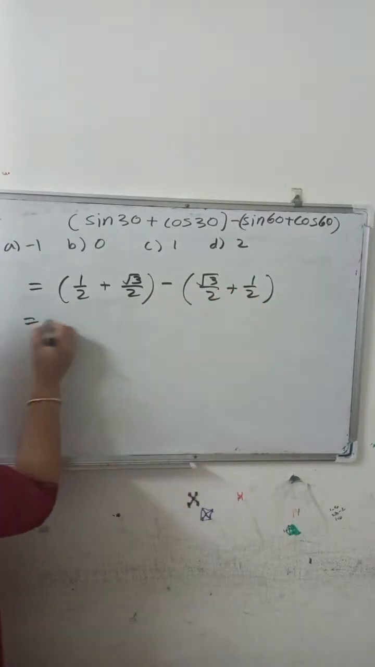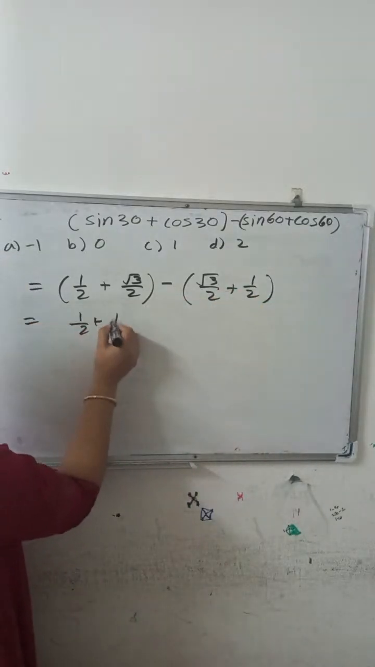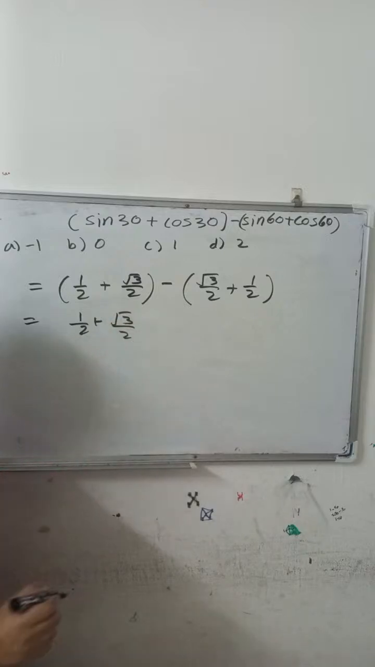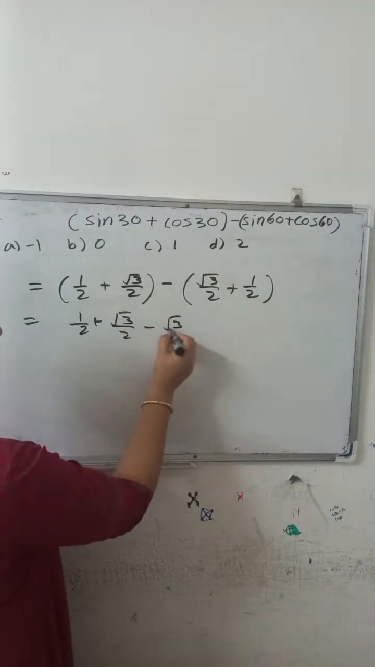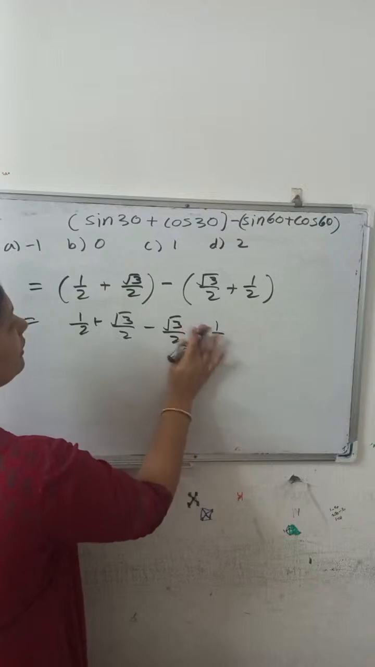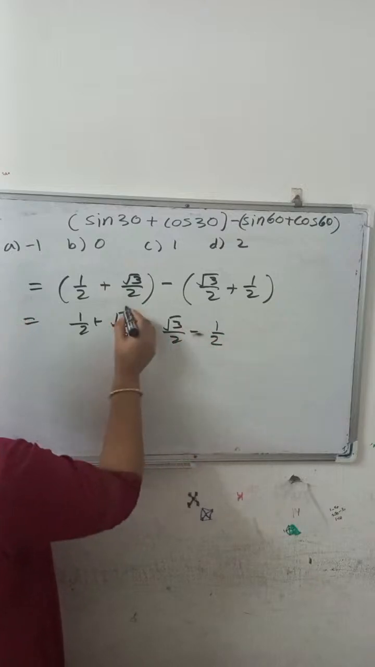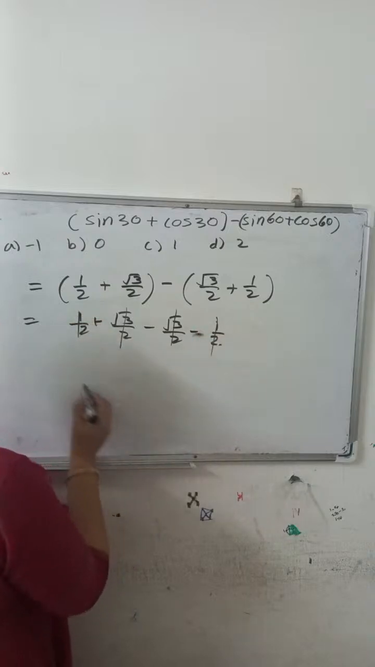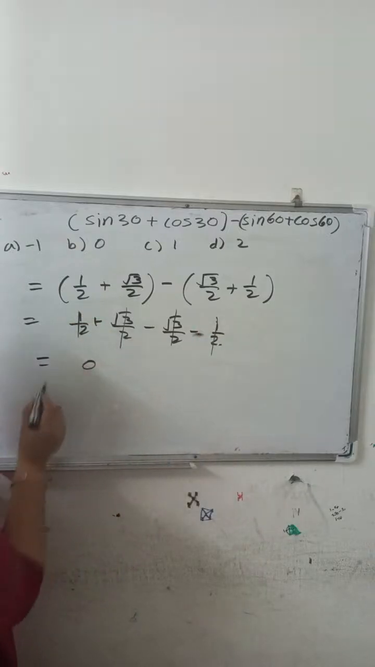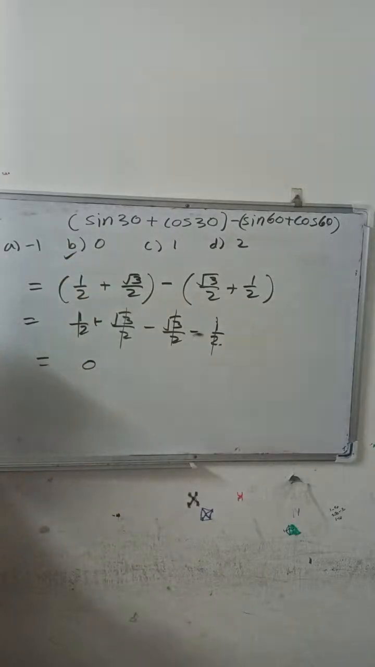So here 1 by 2 plus root 3 by 2. Don't solve it, because the values we get are the same, and transposing the negative sign inside the bracket, minus root 3 by 2 plus 1 minus 1 by 2. So plus root 3 by 2 minus root 3 by 2 plus 1 by 2 minus 1 by 2 will cancel, and the answer is 0. So the option here is 0.